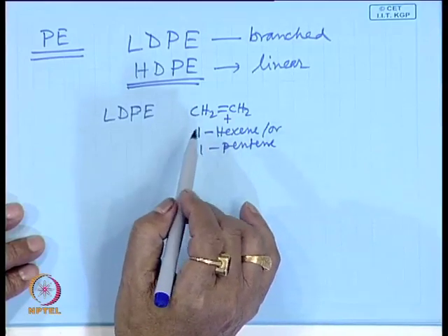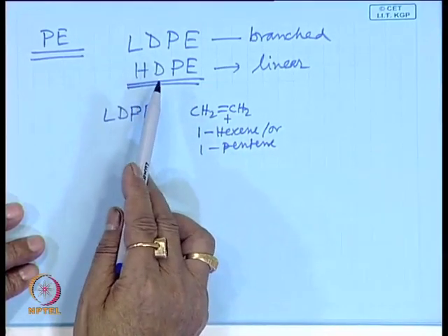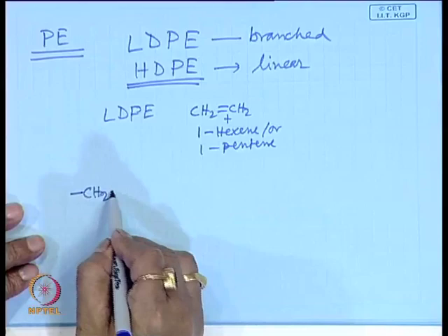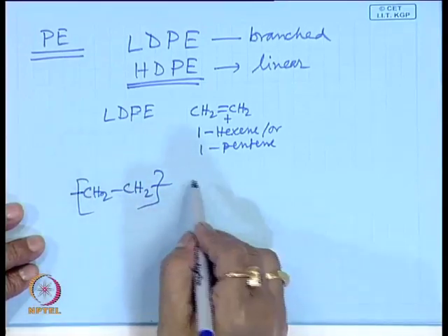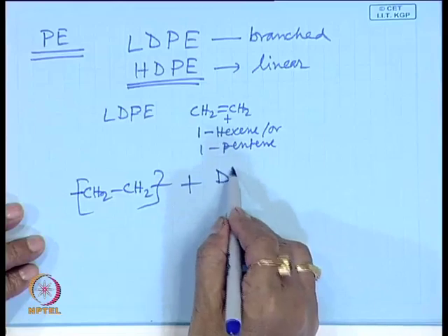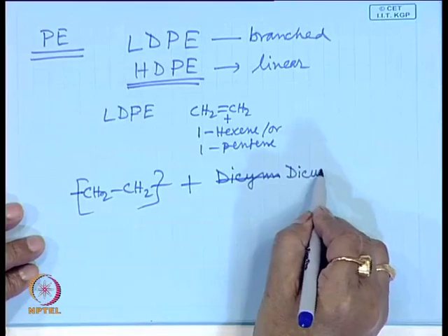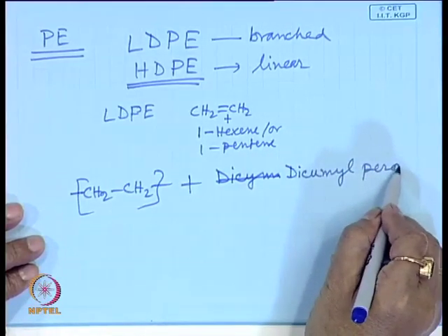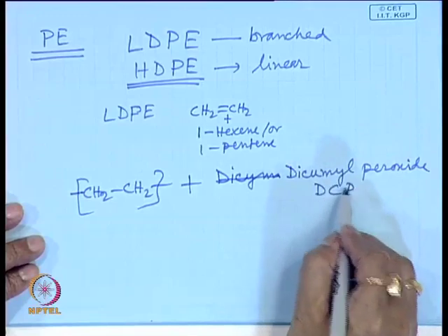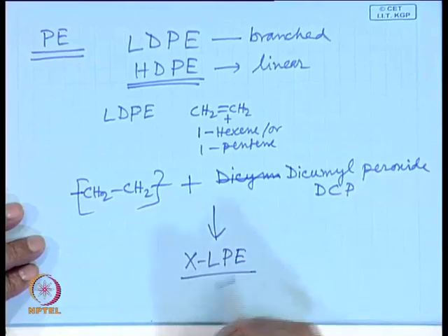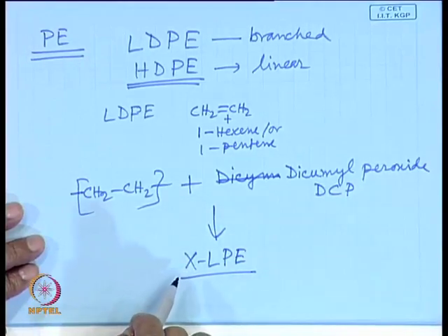Okay. And these linear polymers can also be cross linked. Say if you take polyethylene, use some peroxide, DCP, you get cross linked polyethylene, XLP, and vulcanized rubber.